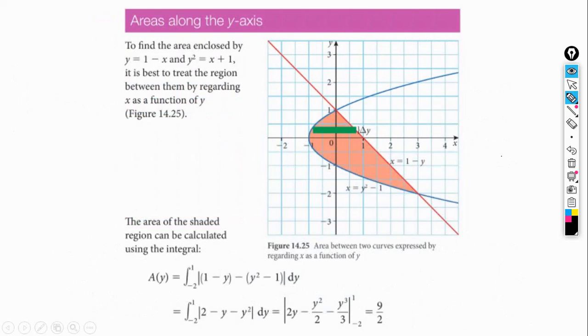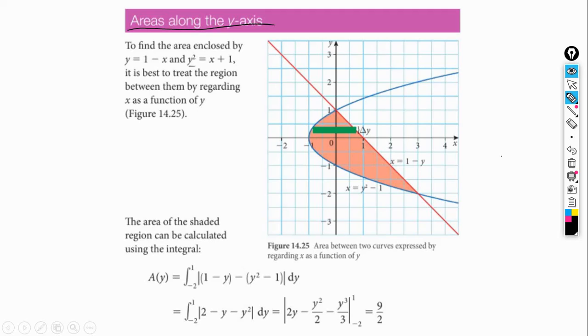So in the next slide, you're going to find an example of how to find areas along the y-axis. So here it talks about a case where you have to find the area that is enclosed by the curves y equals 1 minus x and y squared equals x plus 1. Now, because this y is squared, it's probably easier to rearrange these and put them in terms of y, or x in terms of y.